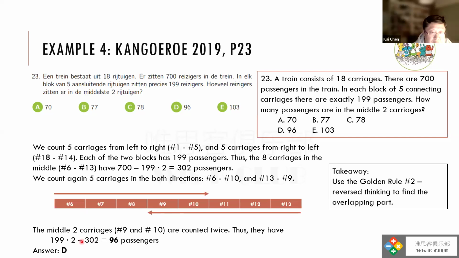but actually we have only 302 passengers. So that's why we subtract 302 from 2 times 199, and we get 96 passengers. So 96 is the number of passengers who have been counted twice. So that is exactly the number of passengers who are sitting in the middle 2 carriages. So the answer is D. Well, the people sitting in these 2 carriages is indeed 96. Okay, so there are a few examples from Kangaroo.